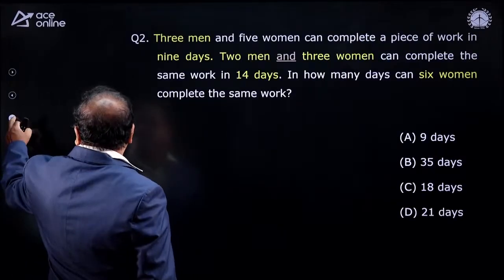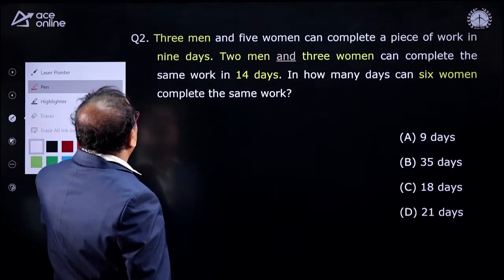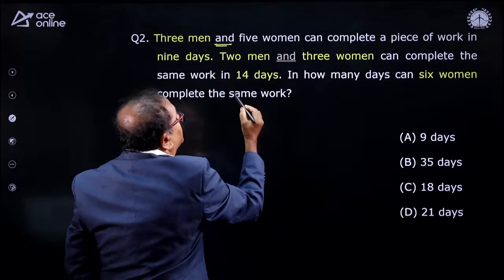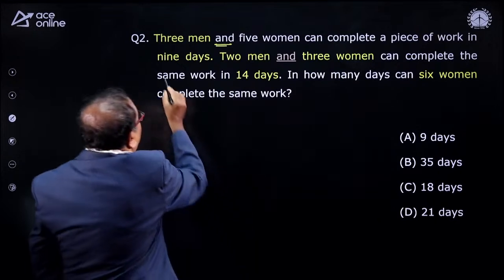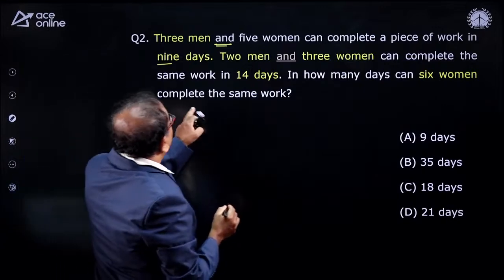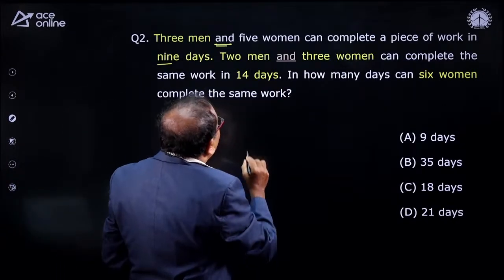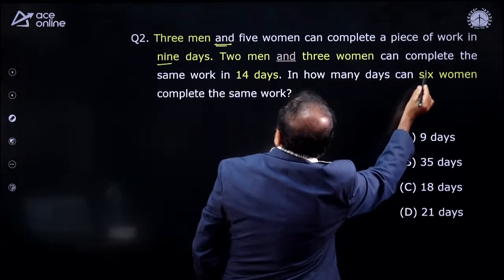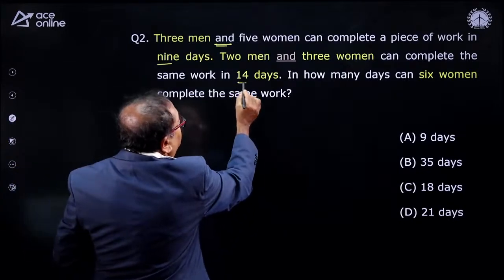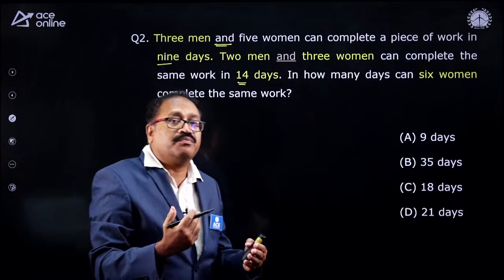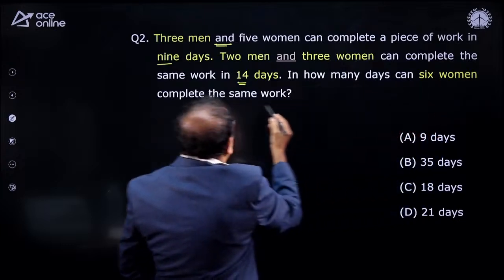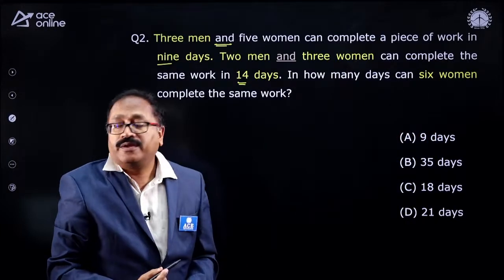This is the next question. See what this question is all about. 3 men and 5 women can complete a piece of work in 9 days. Okay, let it be this way. 3 men and 9 women can complete the work in 9 days. 2 men and 3 women can complete the same work in 14 days. So by using this, I will be able to find out the ratio of the efficiency of men to women. Okay. Now in how many days can 6 women complete the same work?